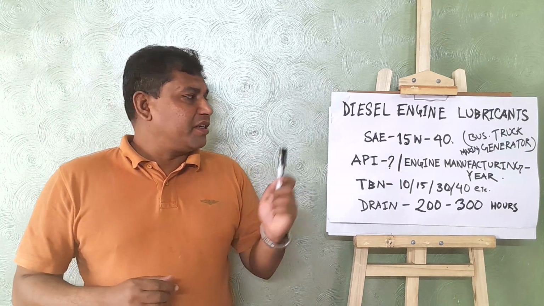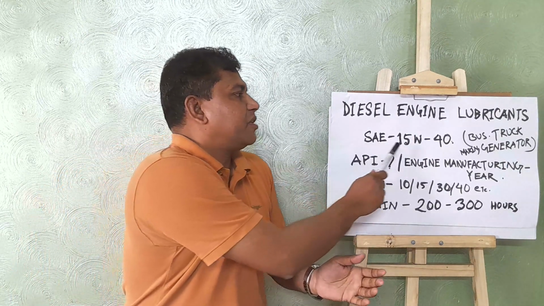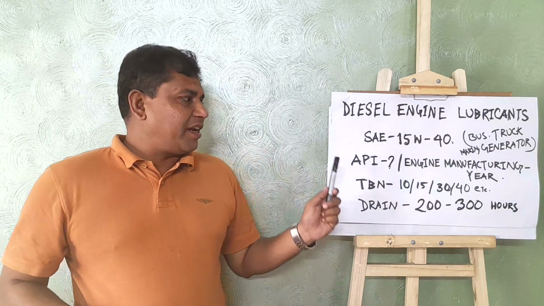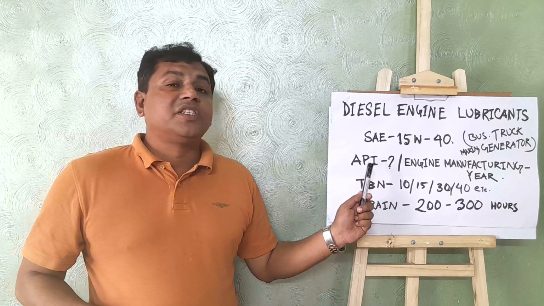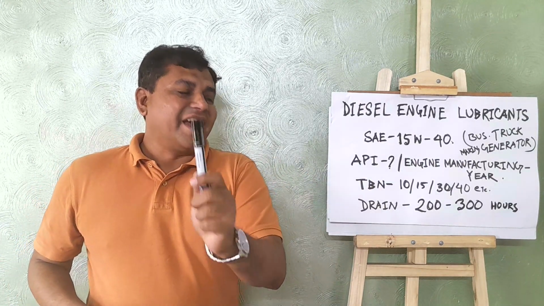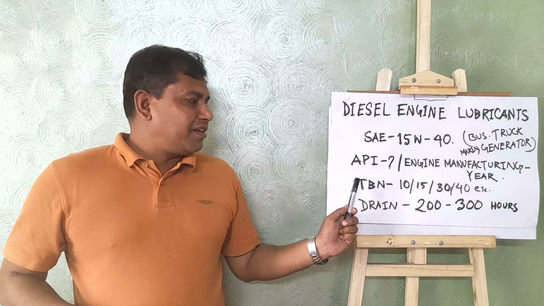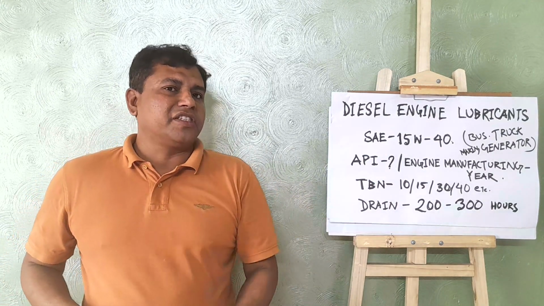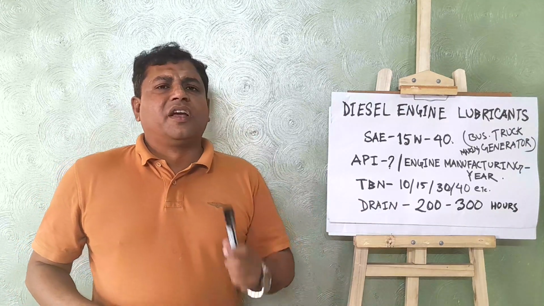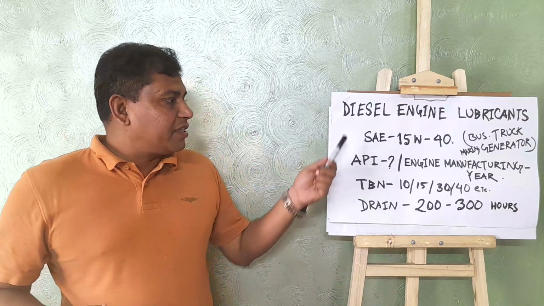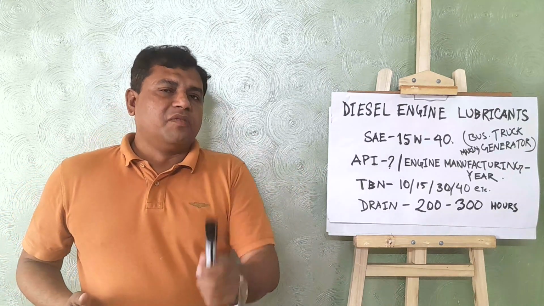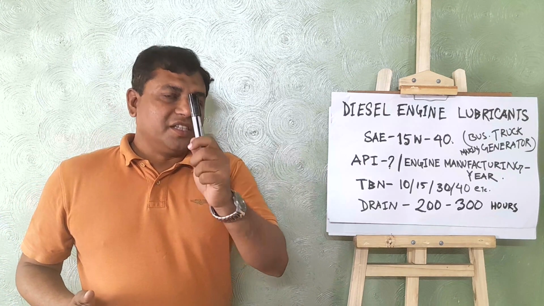For diesel engines, the most common SAE grade is 15W-40. Please cross-check that, and go to the API, which indicates which year your engine was manufactured. And please check another thing, TBN, which stands for total base number. Is it mentioned 10, 40, 30, 40, whatever it is? Please check these three common things to select the perfect diesel lubrication oil for your diesel engines.